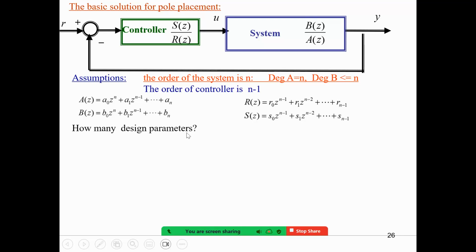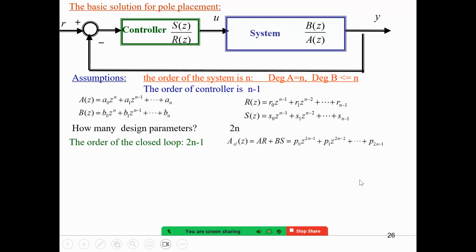This already gives you the answer. The order of the polynomial is n minus 1 because there is a constant term, so there are n coefficients you can design. In total, you have two polynomials, so there are 2n. The order of the closed loop, because the closed loop is AR plus BS, where A is order n and R is order n minus 1, is 2n minus 1.